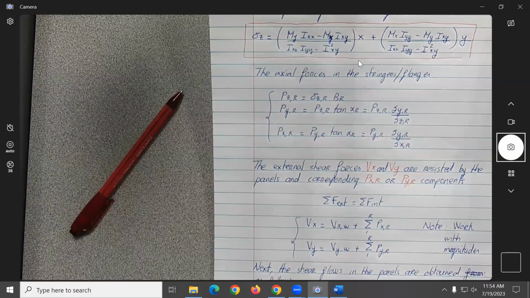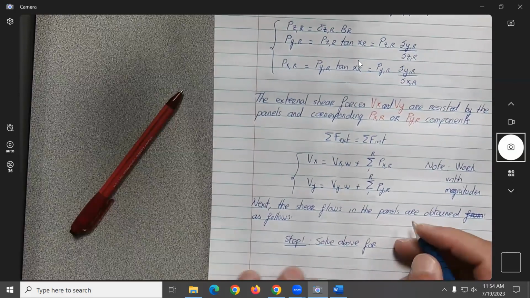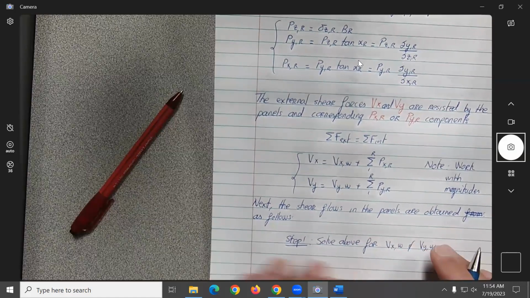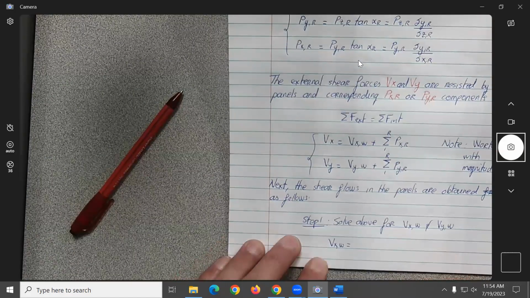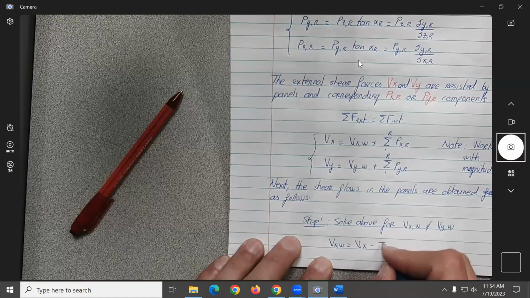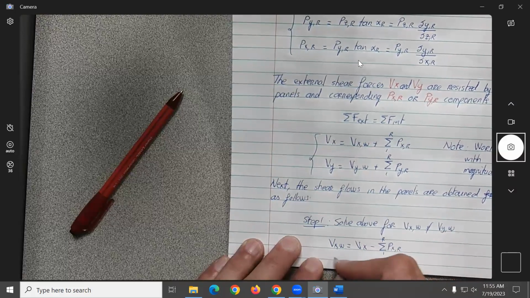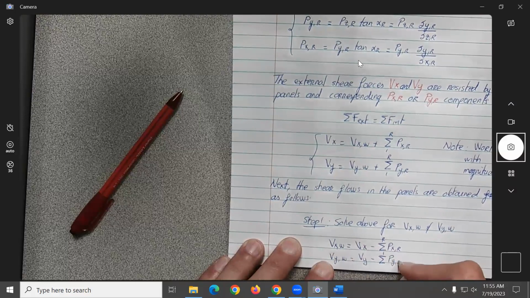Okay, so let's say step 1. I'm just going to put step 1. Solve the above equation, which is these ones here. I can do it for Vx wing and Vy wing. So basically, what would that mean? Vx wing will be equal to Vx minus summation Px of r, 1 to r, and Vy wing will be equal to Vy minus summation of Py sub r.